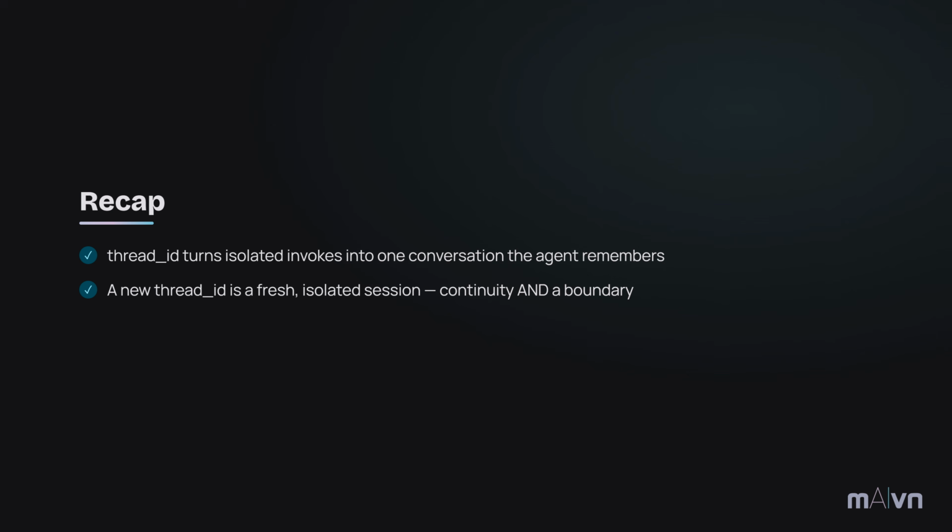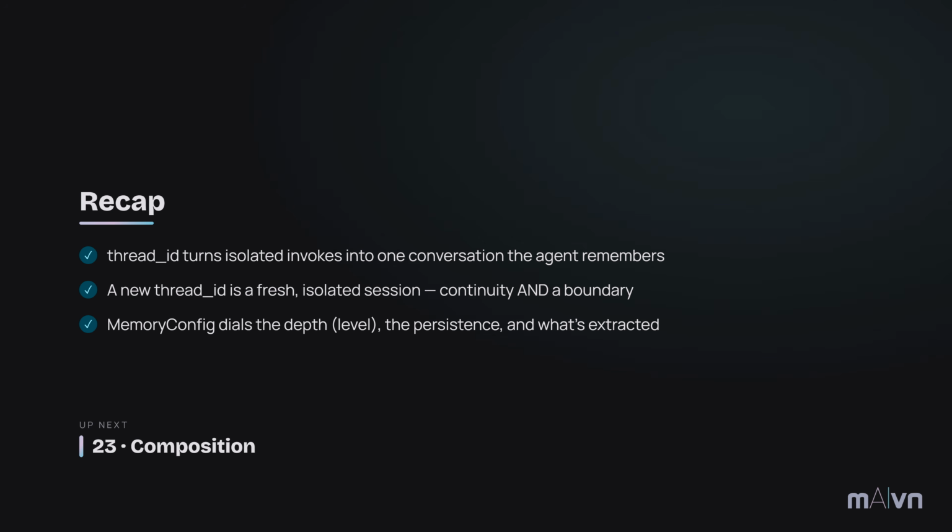To recap, a thread ID turns isolated invokes into a continuous conversation the agent remembers, and a new thread ID is a fresh, isolated session. Memory config dials the depth from glimpse to clarity, the persistence from session only to a vector store and a knowledge graph, and what gets extracted over time. It's how you build an assistant that actually knows its user.